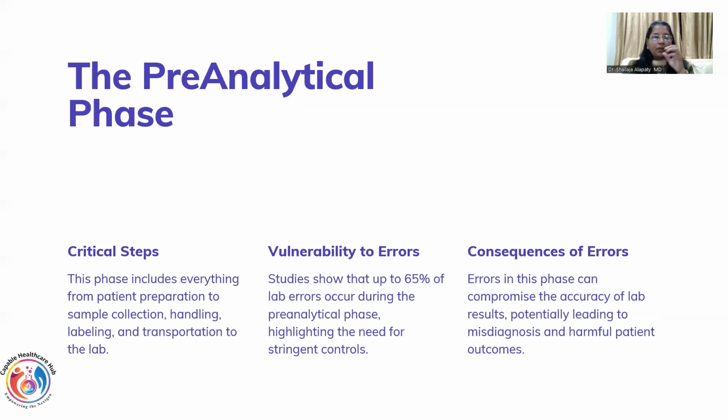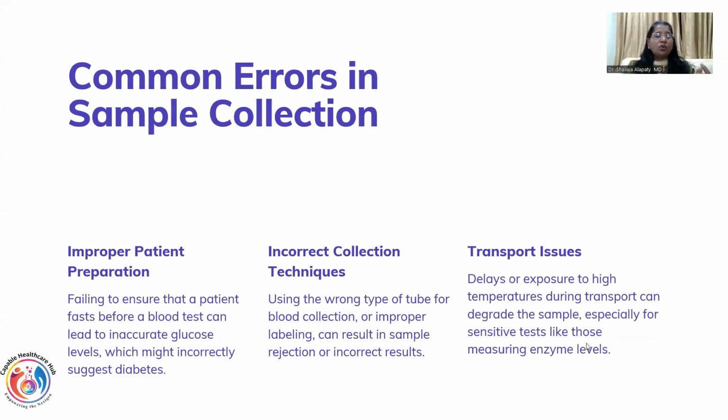Now, critical steps: patient preparation, sample collection, handling, labeling, transportation. At every level, only if we are correct, then everything will be correct. Otherwise, we are vulnerable to errors. And like I said, 65% of the errors occur at this stage, and because of the errors, misdiagnosis is harmful. So, improper patient preparation, incorrect collection techniques, transport issues, everything is a matter of concern. We have to address it.